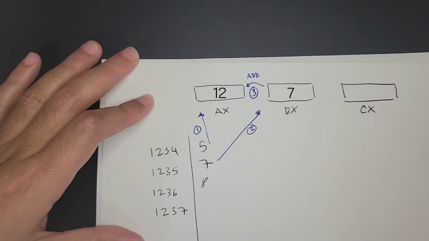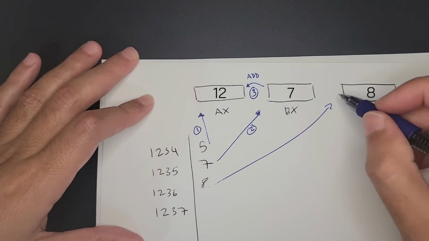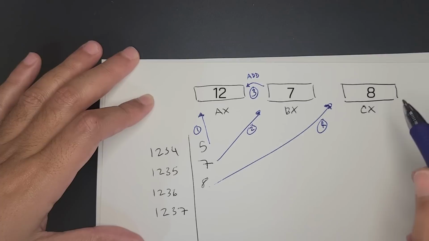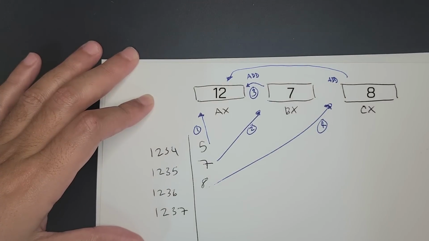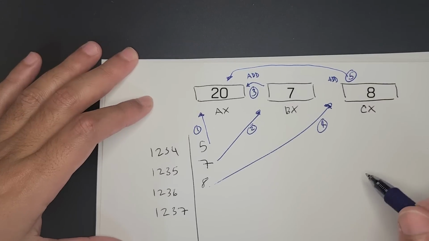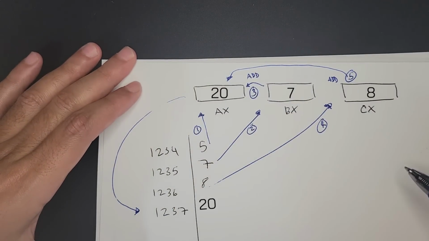That's number 3. And then we could say number 4, we're going to move whatever is in 1236 to the CX register. So this is number 4. And then number 5, we're going to add what's in CX to what's in AX. So this is 5. And then finally, we're going to move what's in AX to 1237. All right, so this is our program.